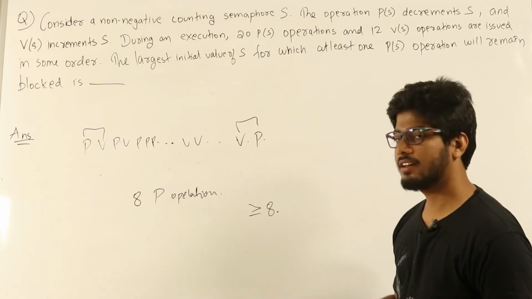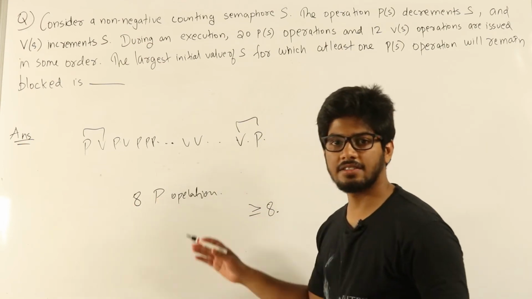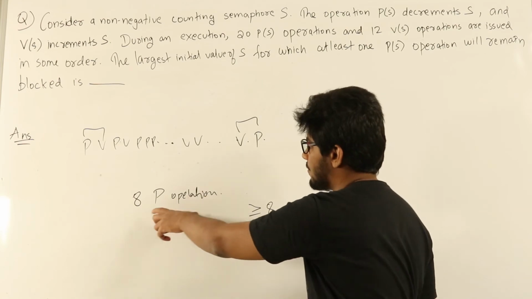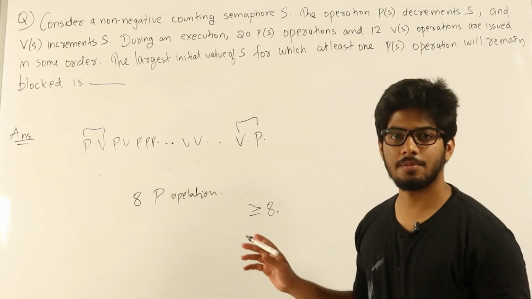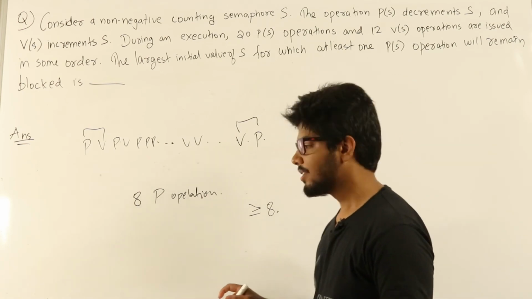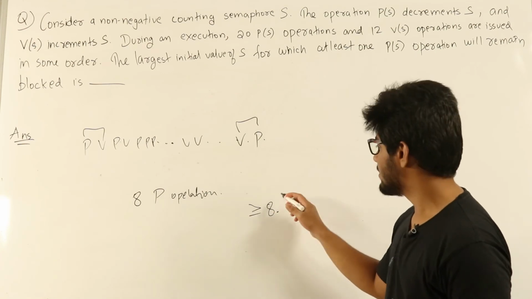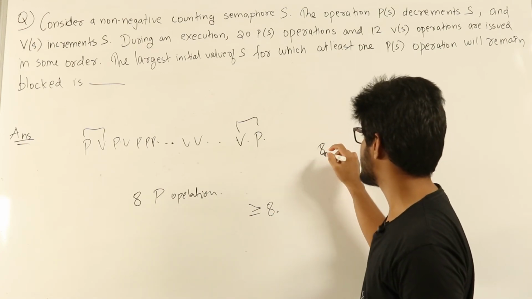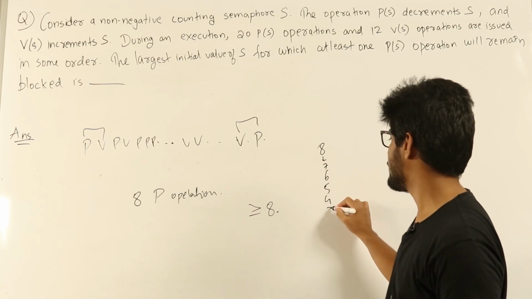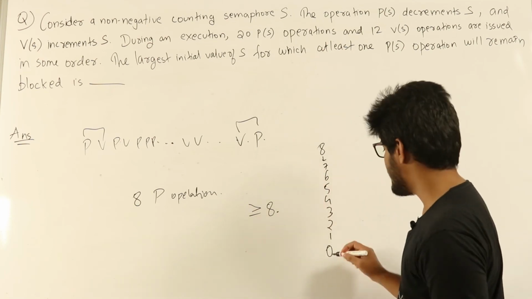Now if we have only 8 P operations, and the semaphore's value is any value greater than or equal to 8, then these 8 P operations will execute unblocked, because each P operation will be unblocked if the value of the semaphore is greater than 0. So if I have 8 operations and the initial value is 8, then after each operation the value will reduce: it will become 7, 6, 5, 4, 3, 2, 1, 0. Only after all 8 operations will the value become 0.